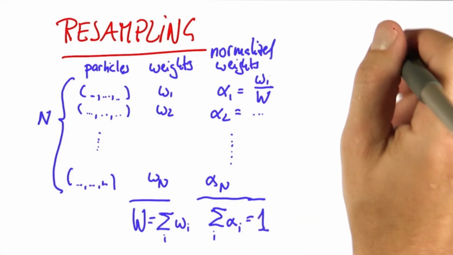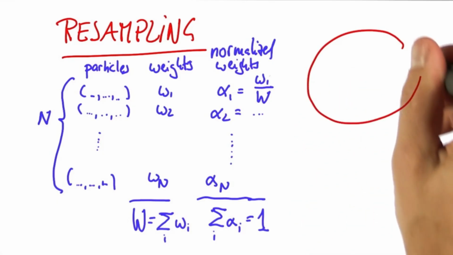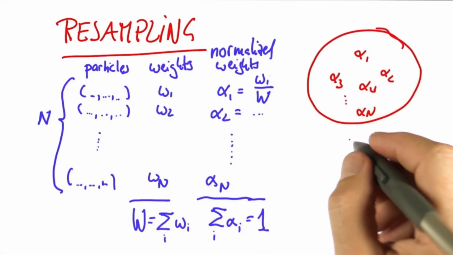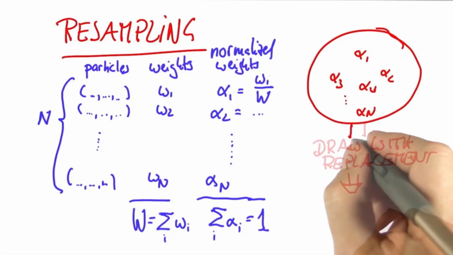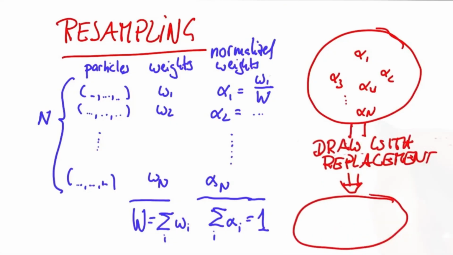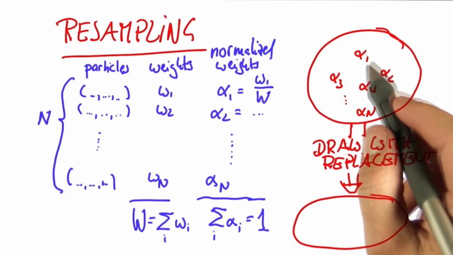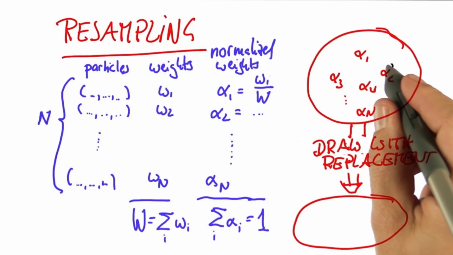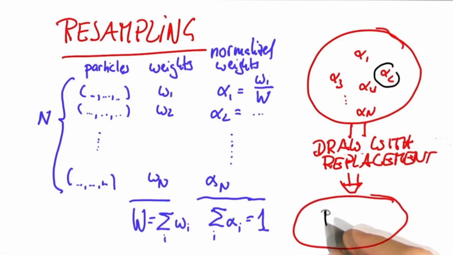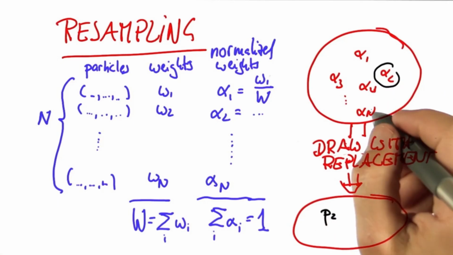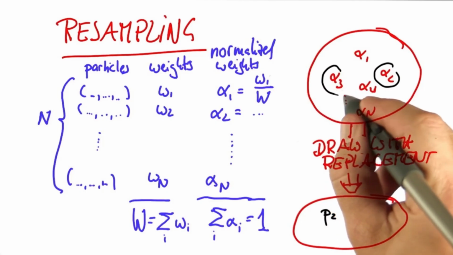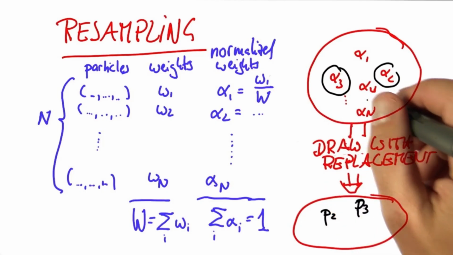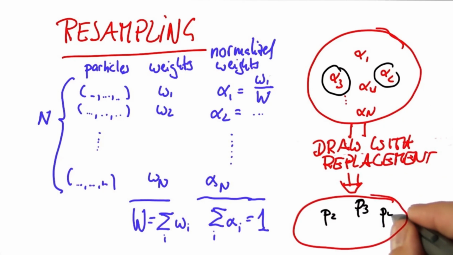What resampling now does, it puts all these particles and their normalized weights into a big bag. And then it draws, with replacement, n new particles by picking each particle with probability alpha. So for example, alpha 2 might be large, so we're going to pick this one, P2. Alpha 3 might also be large, we pick that one. Alpha 4 might be really small, just by chance we might actually pick it, so we have P4 over here.